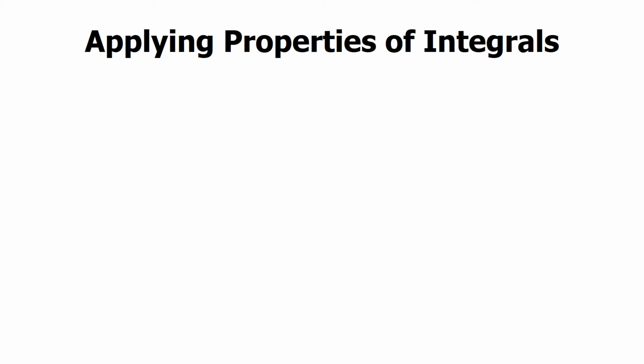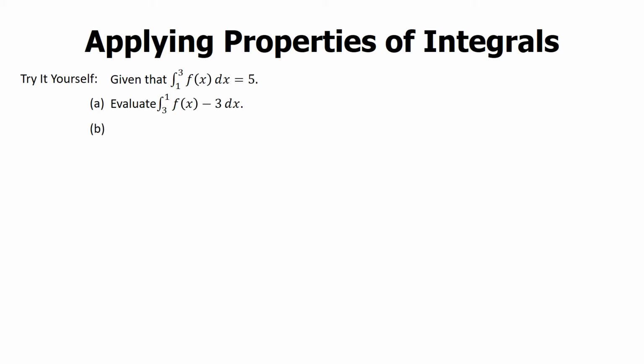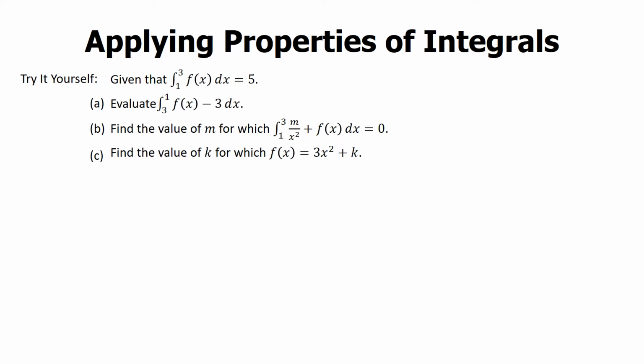Okay, now you can try this example yourself. Given that integration from 1 to 3 f(x) dx equals 5. A. Evaluate integration from 3 to 1 of f(x) minus 3 dx. B. Find the value of m for which integration from 1 to 3 of m over x squared plus f(x) dx equals 0. C. Find the value of k for which f(x) equals 3x squared plus k.